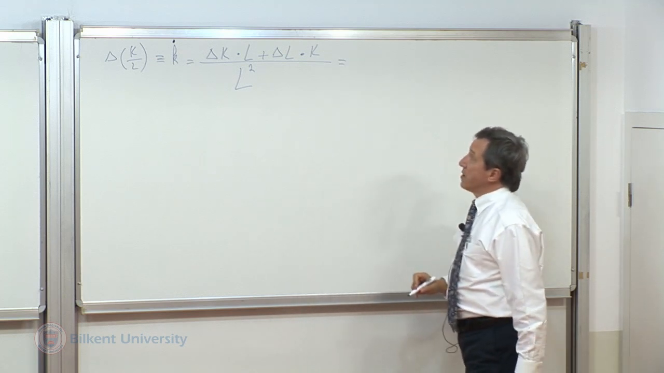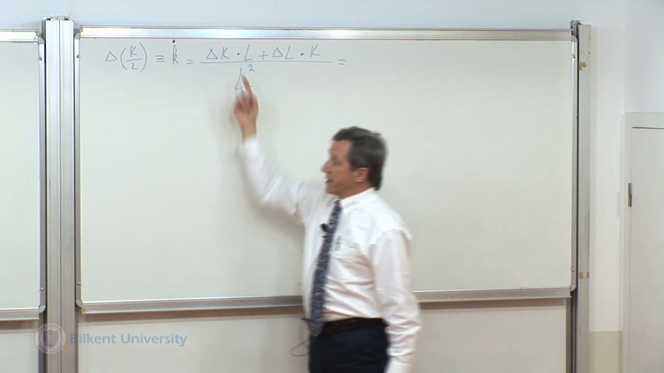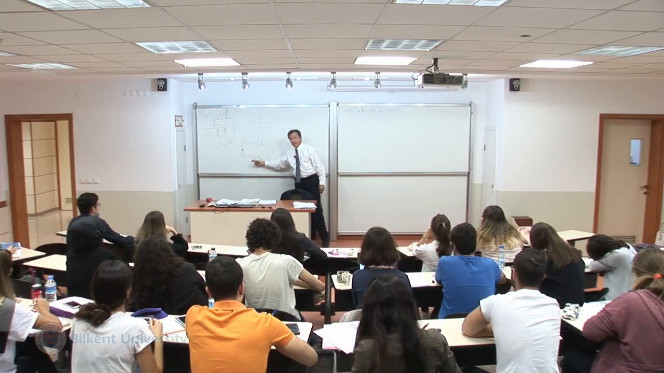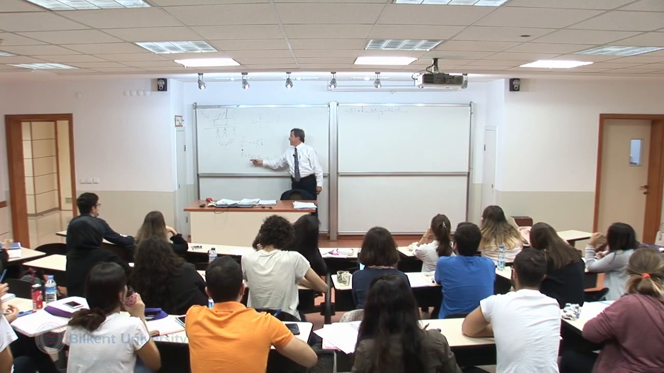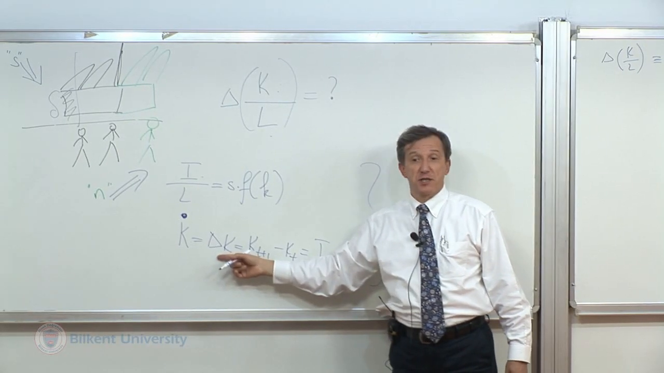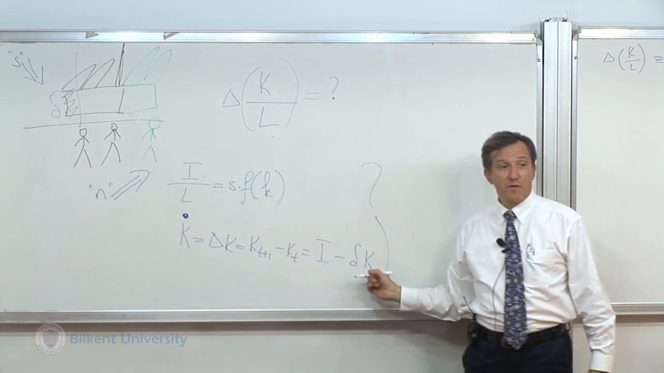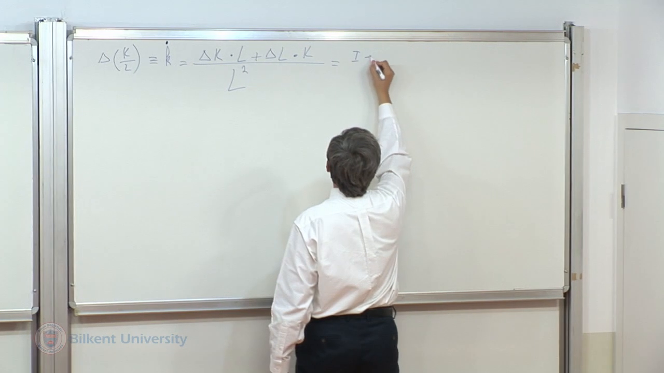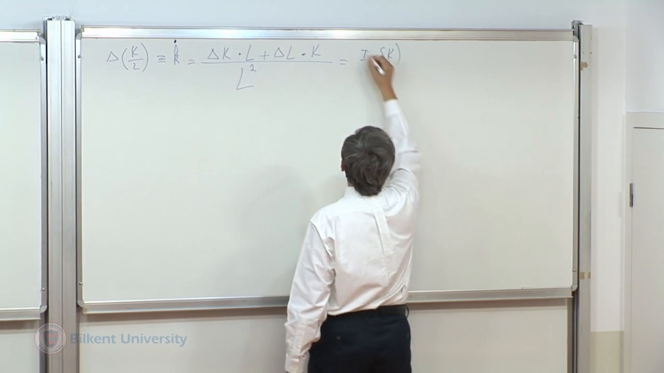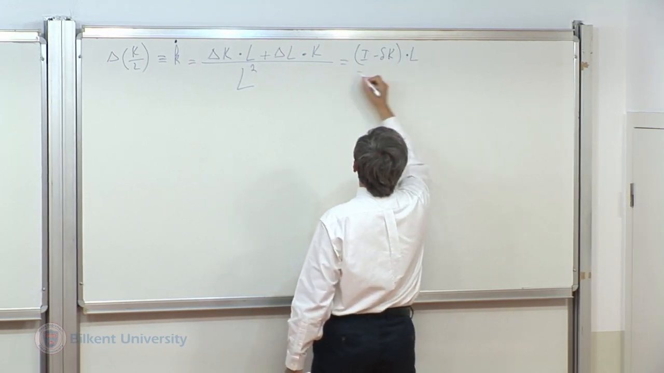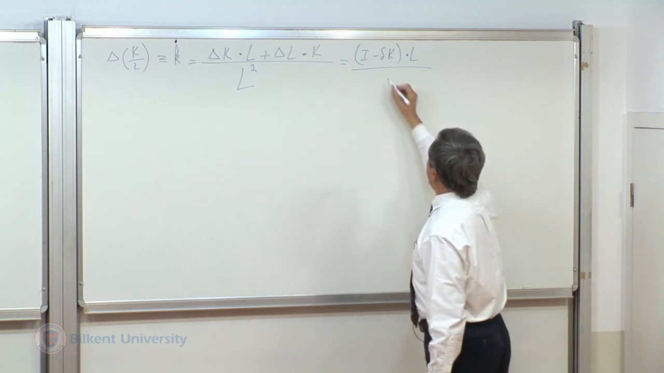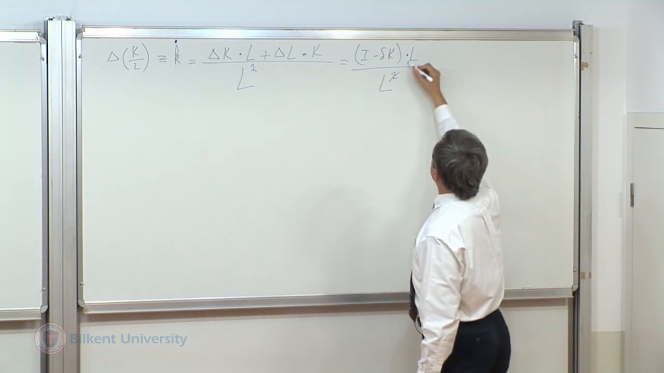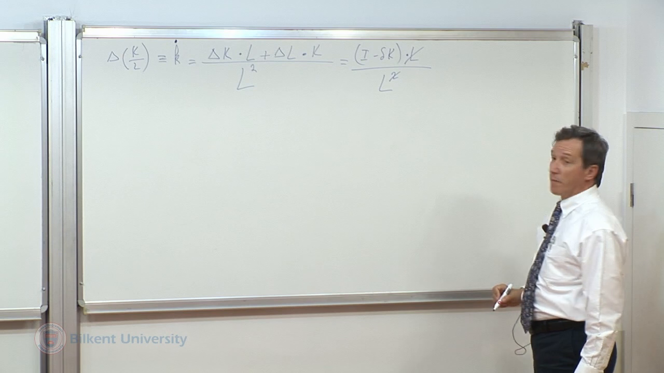Well, that turns out to be equal to change in K. This is my change in K, that's the change in capital stock, investments net of depreciation. So for change in K, I am writing investment minus delta K, times L divided by L squared. These characters drop out.